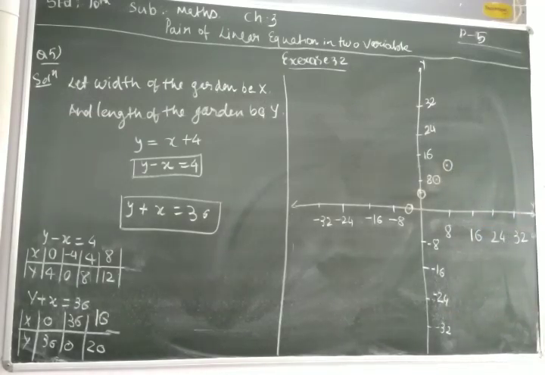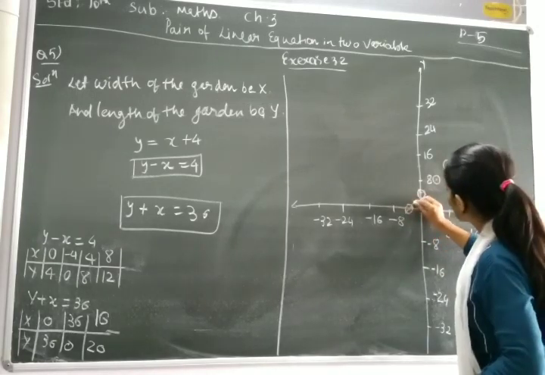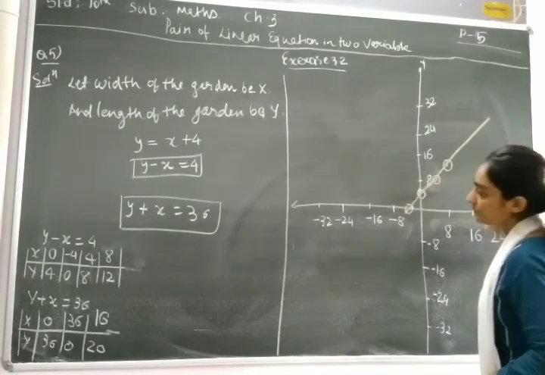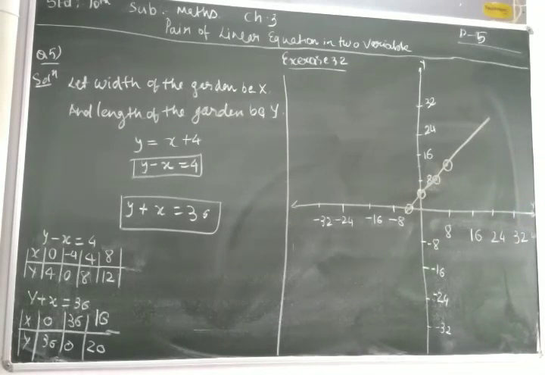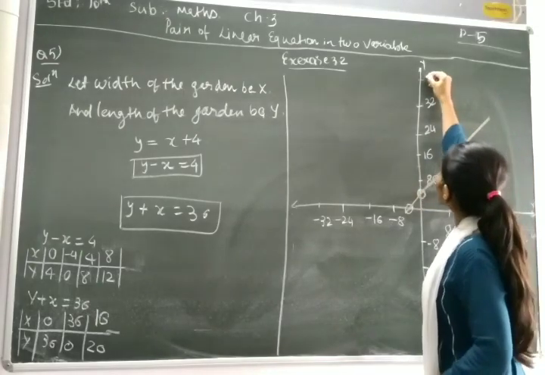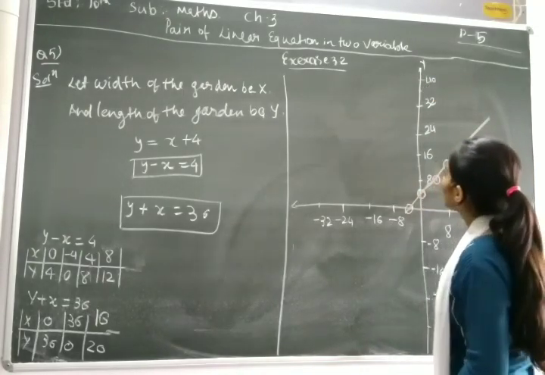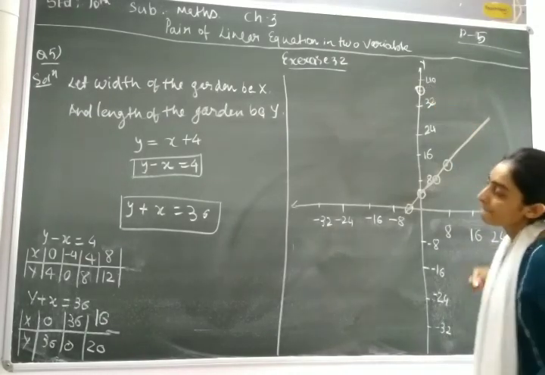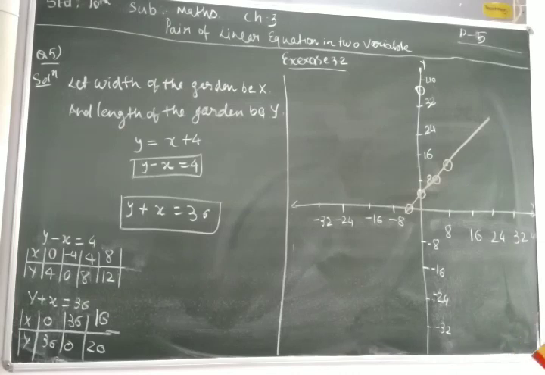Okay. Now the second one. x equals 0 and y equals 36. So here comes 40, so 36 lies between 32 and 40. So here somewhere. Okay. Now x equals 36 and y equals 0. It means again somewhere over here.